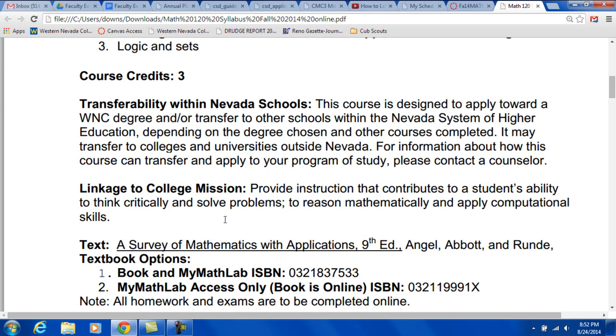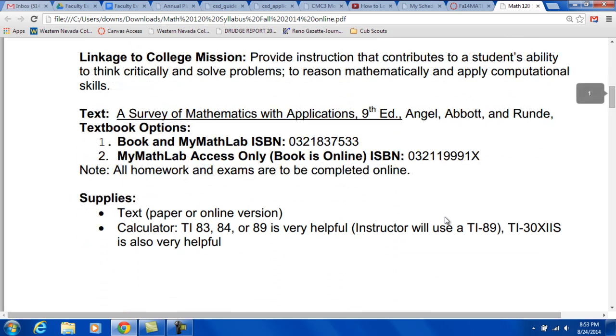The course is worth 3 credits, transferability within Nevada. This course is designed to apply toward a WNC degree and/or transfer to other schools within the Nevada system of higher education. Depending on the degree chosen and other courses completed, it may transfer to colleges and universities outside Nevada. For information about how this course can transfer and apply to your program of study, please contact a counselor. The linkage to college mission is to provide instruction that contributes to a student's ability to think critically and solve problems, to reason mathematically and apply computational skills.